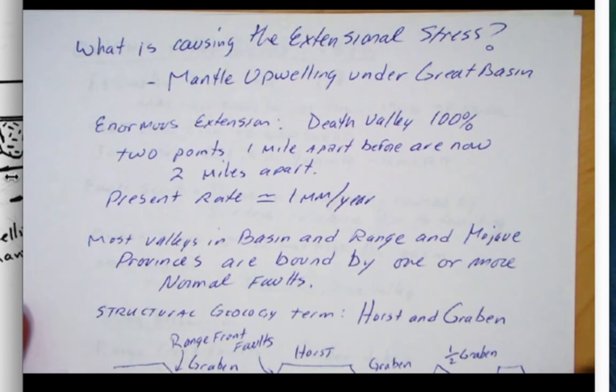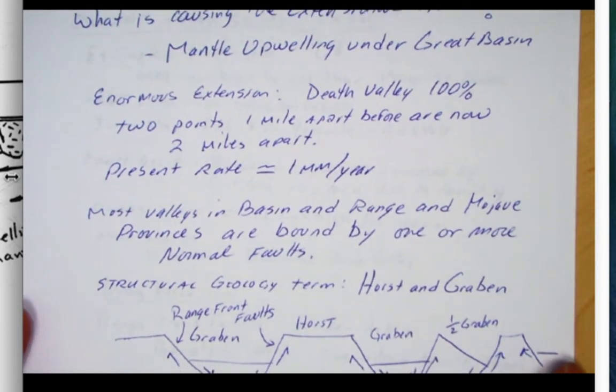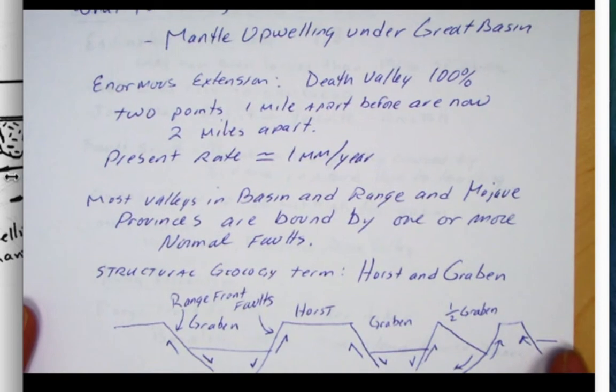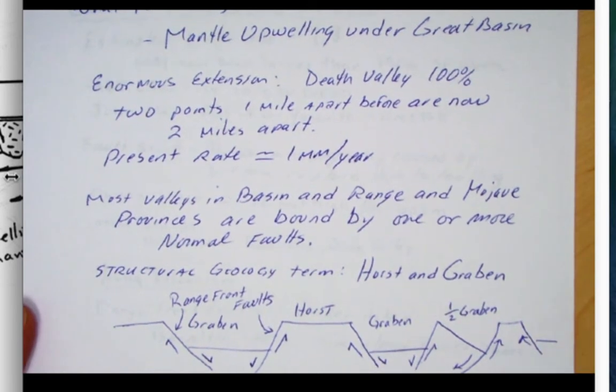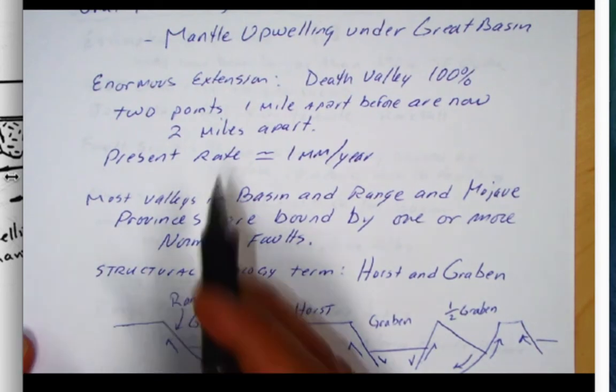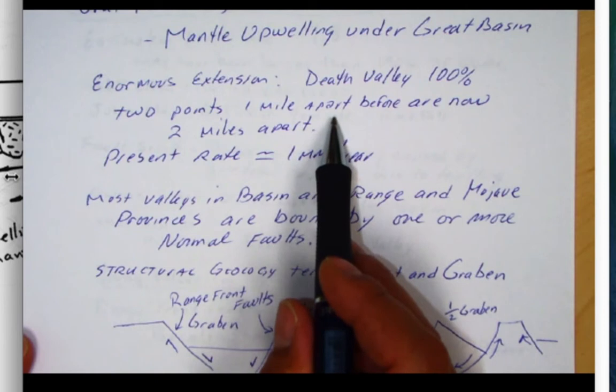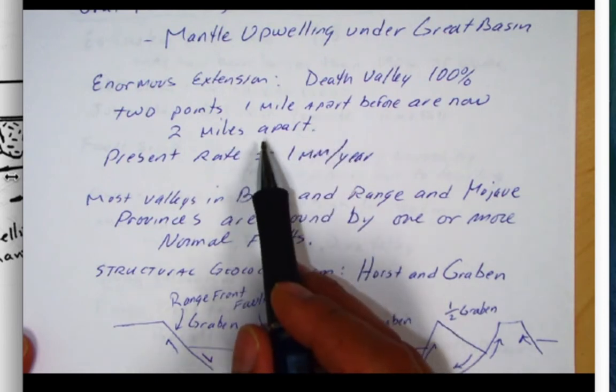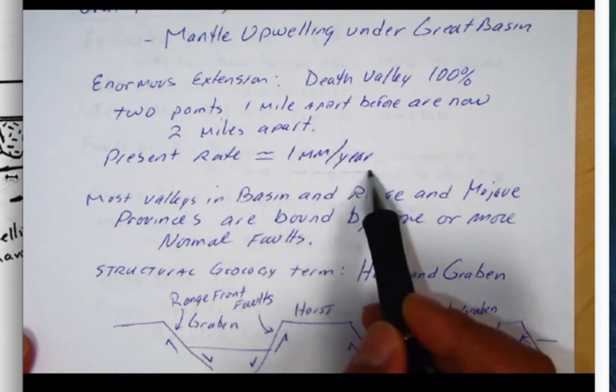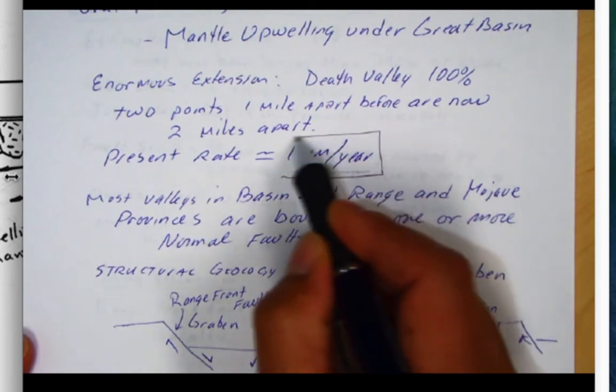Now, in terms of how much extension has occurred, well, there's been an enormous amount. In fact, your book mentions something about a drive from San Francisco to Salt Lake City would be shortened by 2.5 hours if you could undo all the extension. And Death Valley has experienced a tremendous amount of extension. They say it's about 100%. Two points that might have been a mile apart before are now 2 miles apart, right? And the present rate of extension is about 1 millimeter per year. 1 millimeter. So it continues.